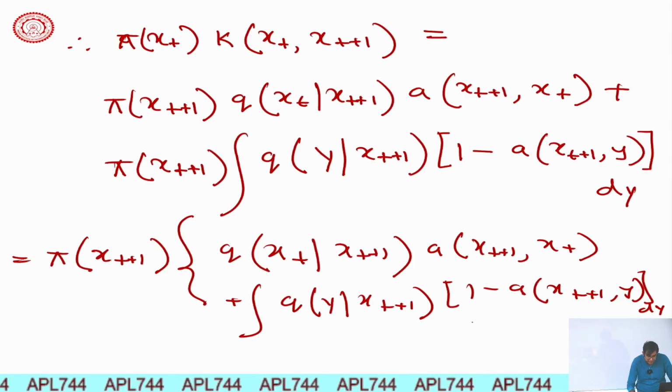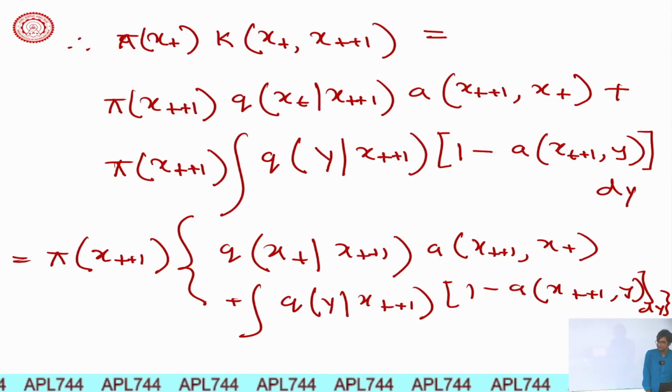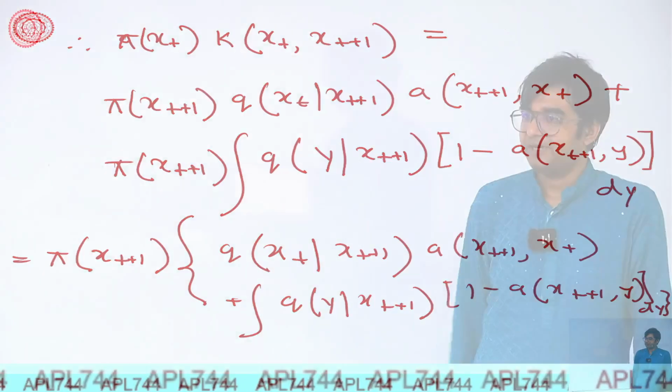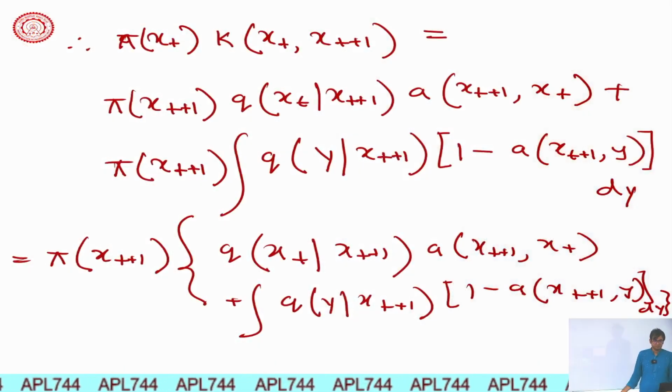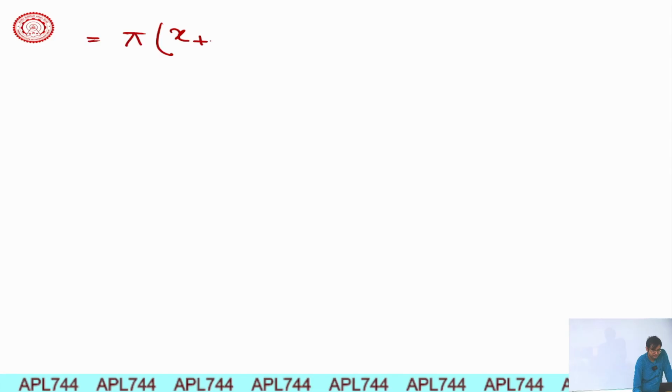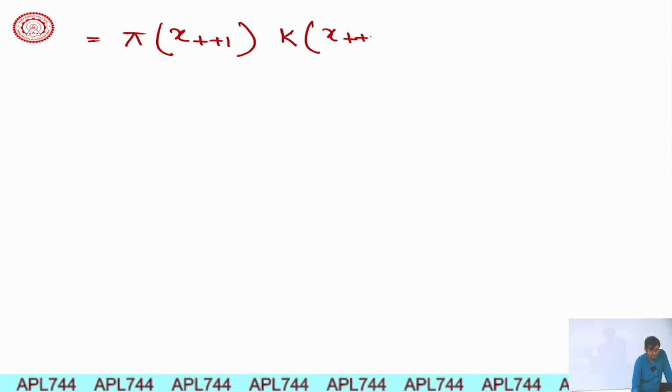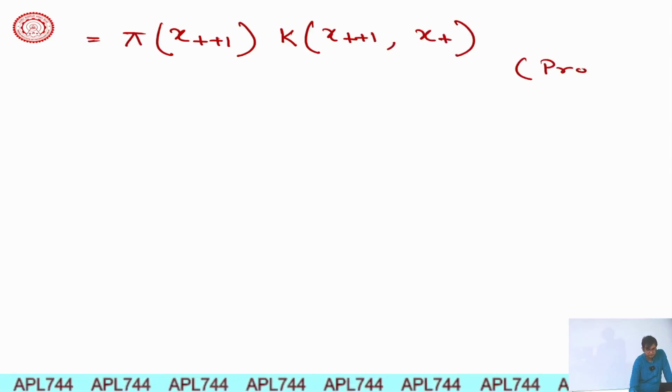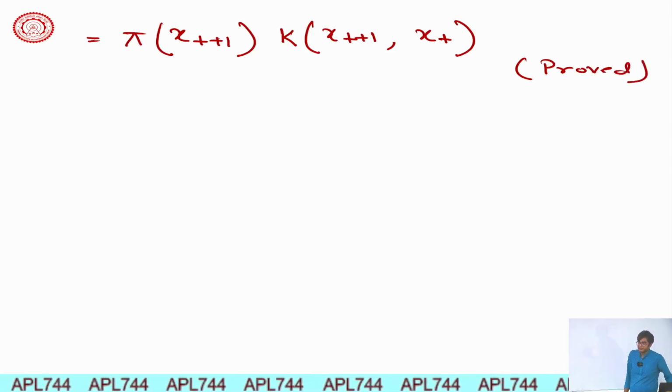What is this thing inside the curly bracket? Whatever is inside the bracket is k of xt plus 1 comma xt, right? So therefore it is equal to pi of xt plus 1 and then transitioning from xt plus 1 to xt, and this proves the detailed balance condition or the reversibility condition.